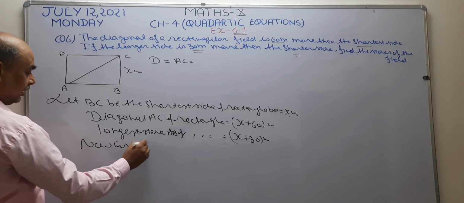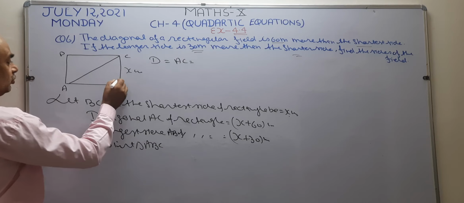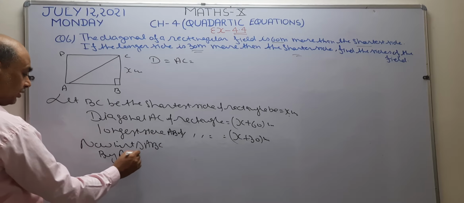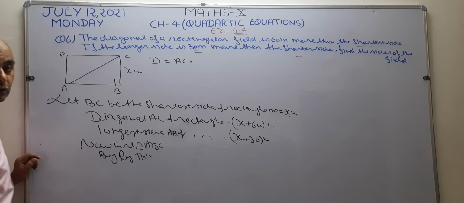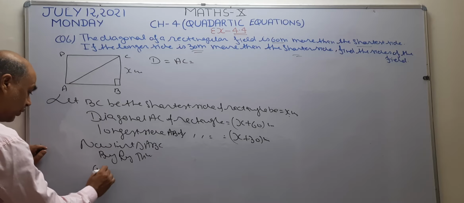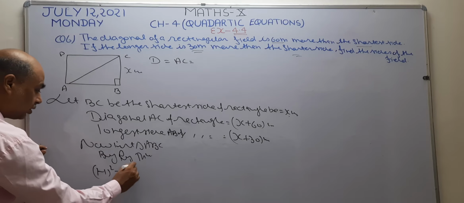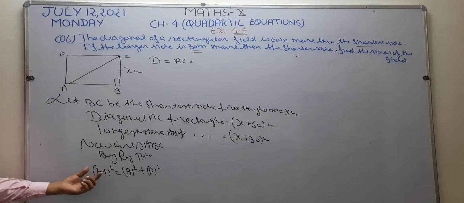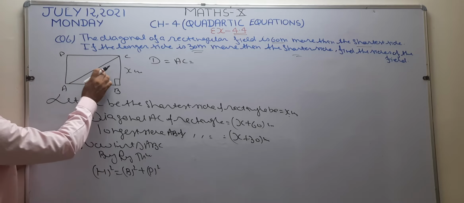Since this triangle is a right angle, now in right triangle ABC, in a right angle which theorem do we use? Pythagoras theorem. By Pythagoras theorem. What is Pythagoras theorem? H square, hypotenuse square, is equal to base square plus perpendicular square. This theorem is known as the hypotenuse theorem. H square is equal to b square plus p square. H means hypotenuse.